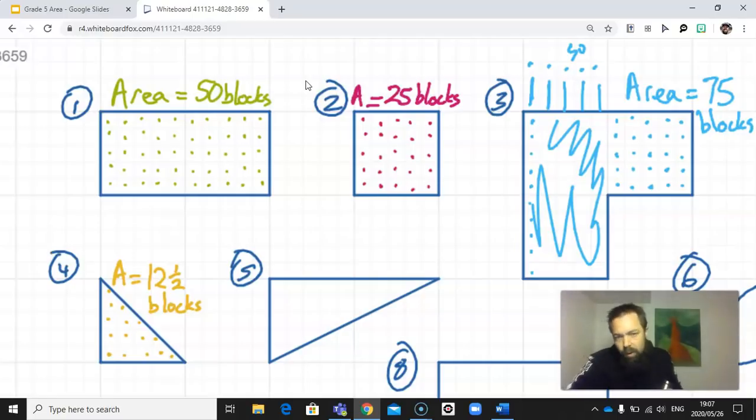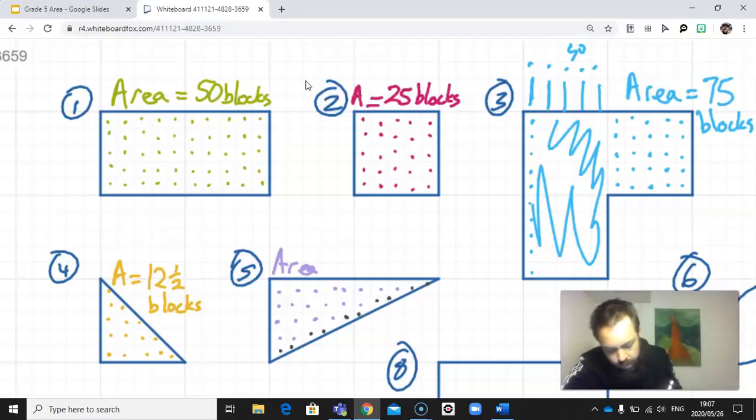My next one has whole blocks and then partial blocks. Let's see how we go. 1, 2, 3, 4, 5, 6, 7, 8, 9, 10, 11, 12, 13, 14, 15, 16, 17, 18, 19, 20. Those are all of my whole blocks. Let's look at the partial blocks. I think these two together make it 21, 22, 23, 24, 25. So my area for number 5 is 25 blocks.